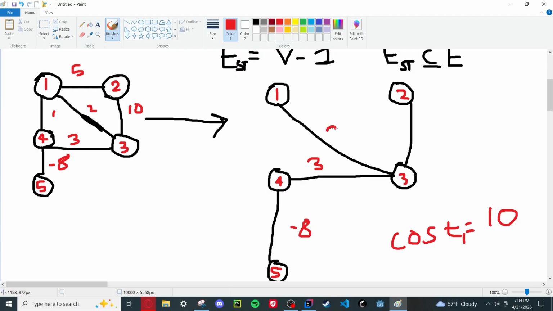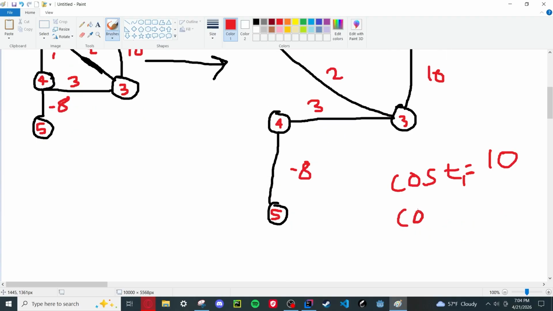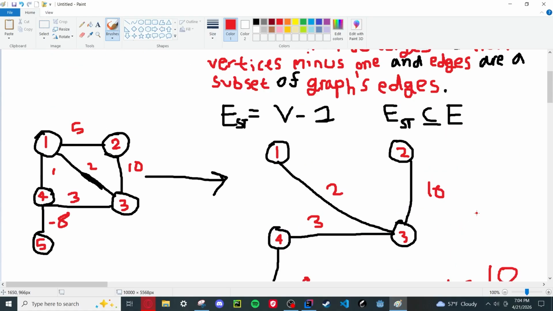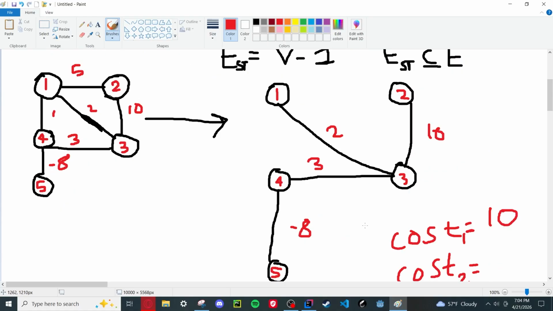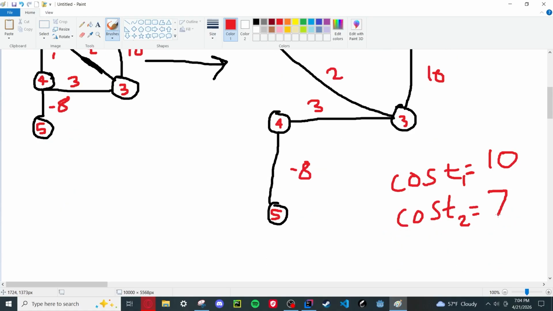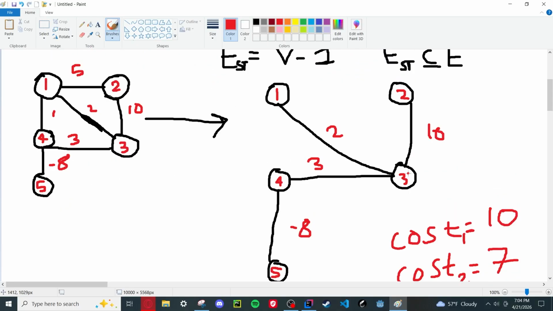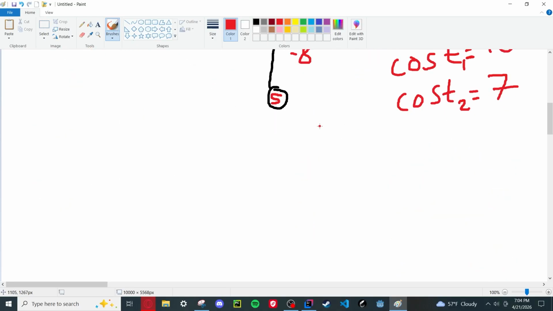Let's put in the weights, of course. This spanning tree would have a set cost, so I'll call this cost subscript 2 of 12, 15, 7. So as you could see, different spanning trees give different costs.